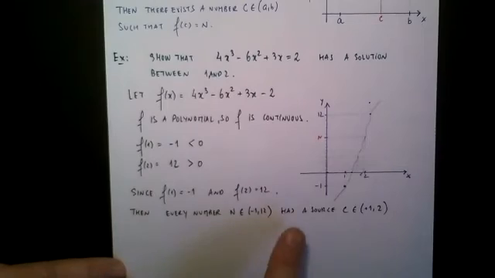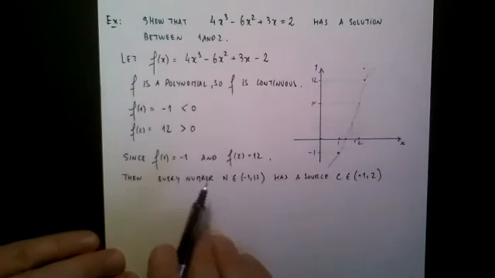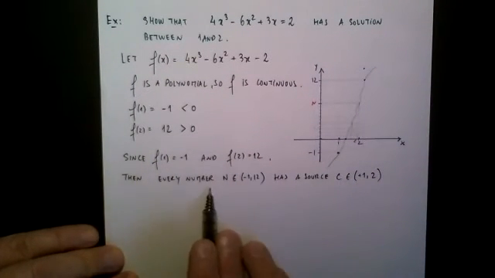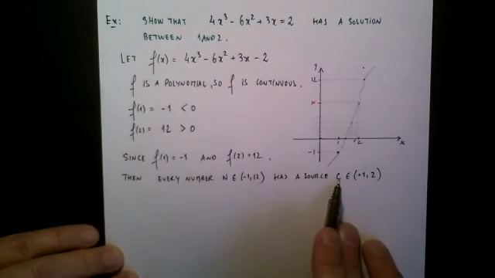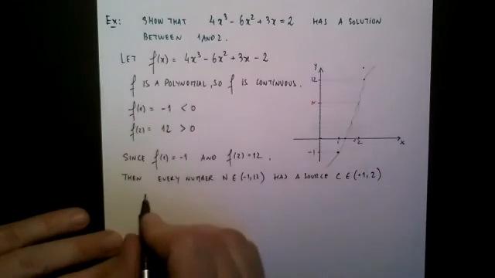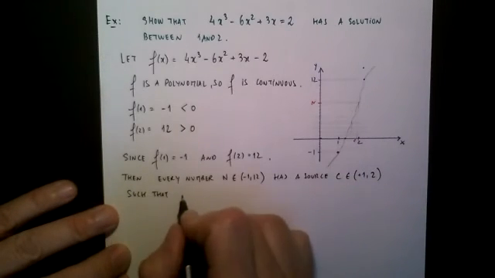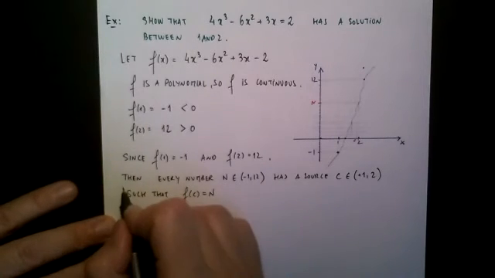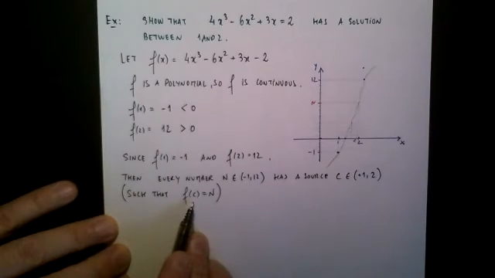I'm going to write now and finish my conclusion, and then I'll talk to you again. Since f of 1 is -1 and f of 2 is 12, every number n between -1 and 12 has a source c between 1 and 2 such that f of c equals n. That's what it means. I'm saying it has a source.